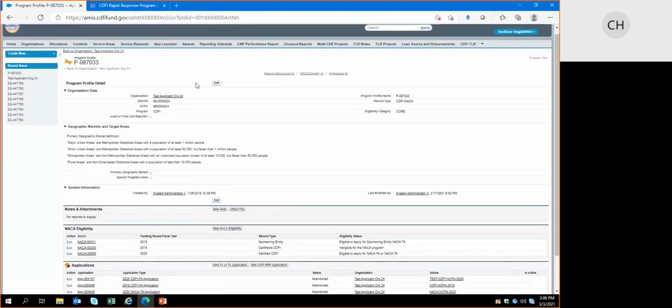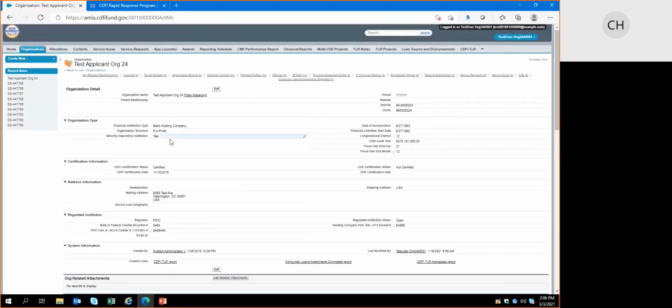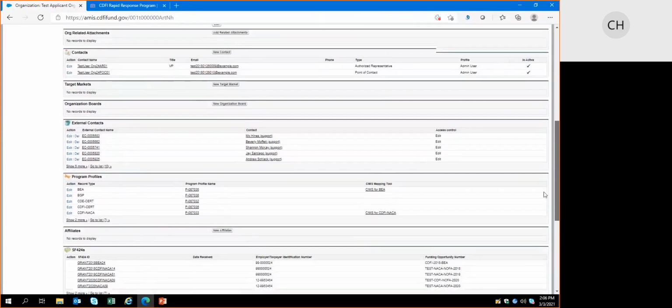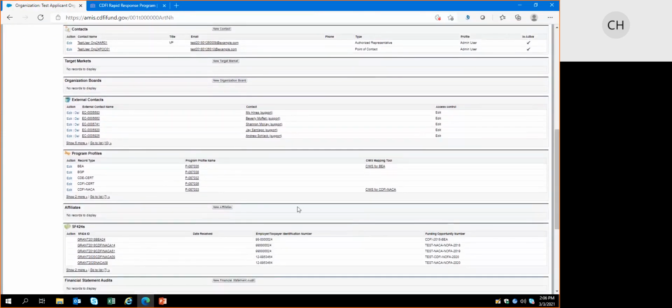So right now, most of you should be familiar with this view. This is the view that you'll see as you log in as an AMOS user. I'm logged in to one of our test organizations right now. I'm going to scroll down to the Program Profile section of the organization profile, and I'm going to click on the CDFI NACA program profile. This is the same program profile that you'd use to launch your CDFI program or NACA program application.